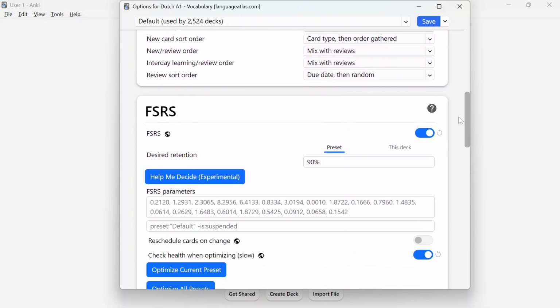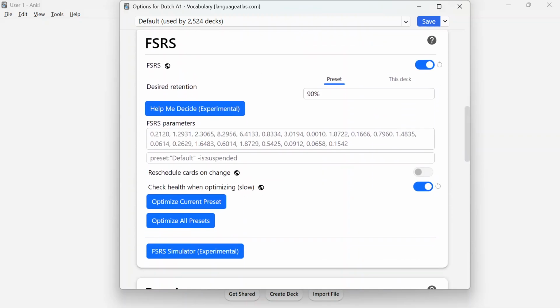One more thing I'd like to show you. If you go down, you see this area over here, FSRS. This is essentially a different algorithm. Anki has a default algorithm, and this is a new one. So the algorithm determines which cards you see every day. I highly recommend that you use this one. A lot of research has been going into this, and it's essentially a more effective algorithm than the standard Anki one. So what you do is you turn this on.